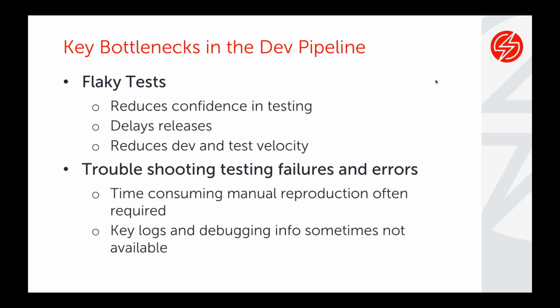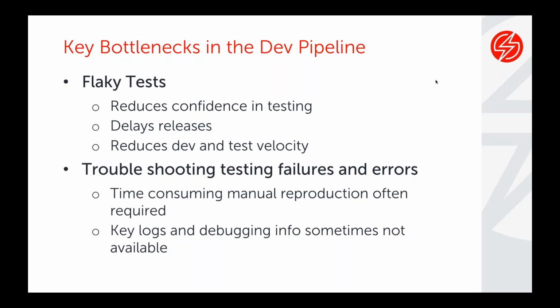Beyond just the identification of them, troubleshooting both flakiness as well as just general failures can also be quite time consuming. There's a couple different things that drive the amount of time required to troubleshoot. One of those is simply having to do the manual reproduction. You discover an issue, you need to go ahead and set up the test in a similar way and manually reproduce what happened. Unfortunately, sometimes that might not even be possible.